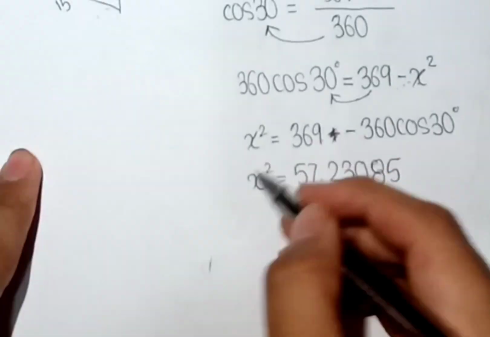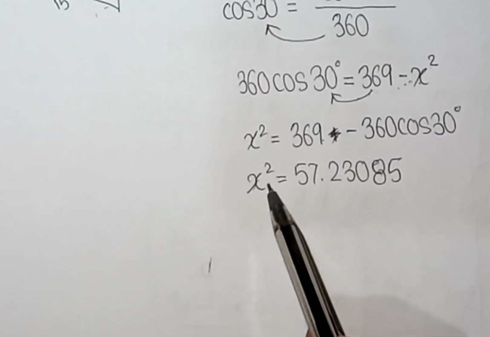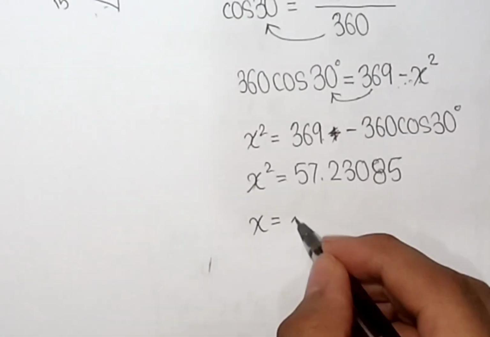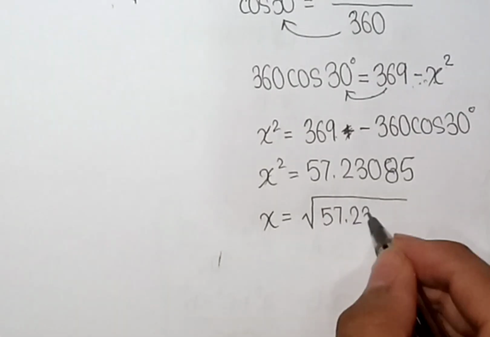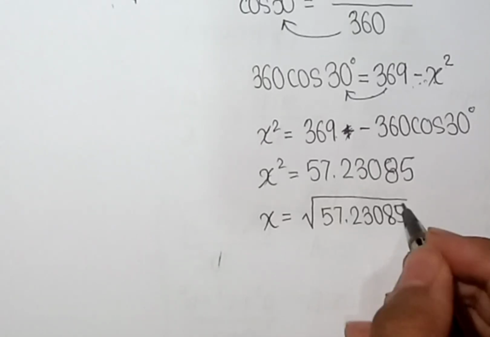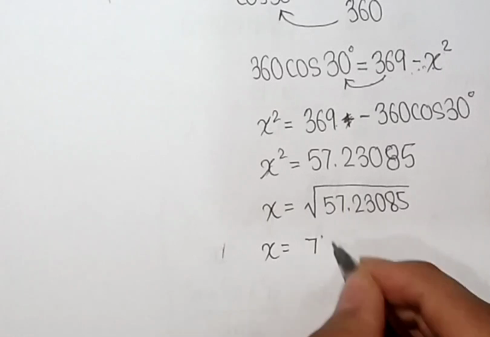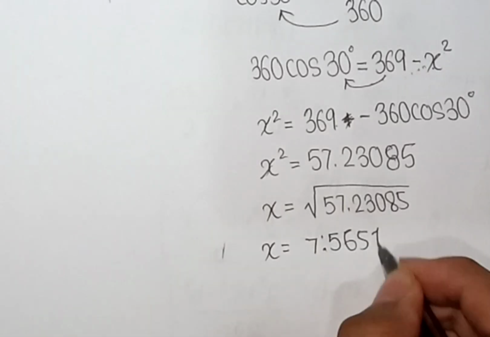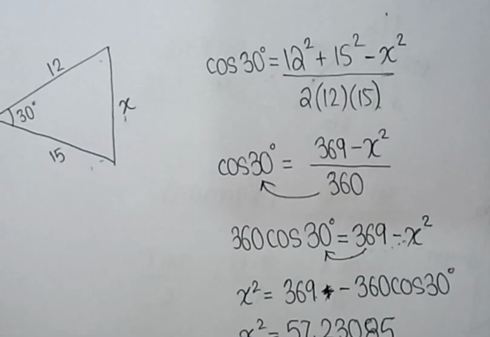Now, is it my complete answer? Can you focus on it? Is it my complete answer? No. Why? Because of the square. Take the square root of 57.30, whatever the value is, and you will get your answer, 7.5651, by perfect solving. So do you understand this?